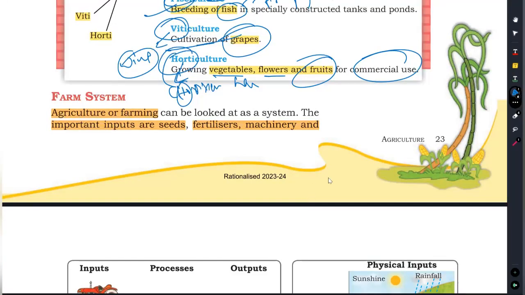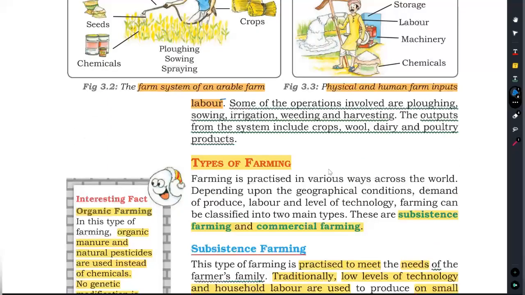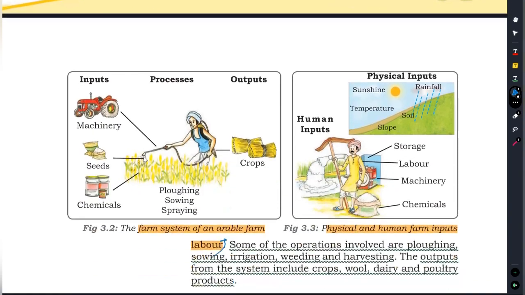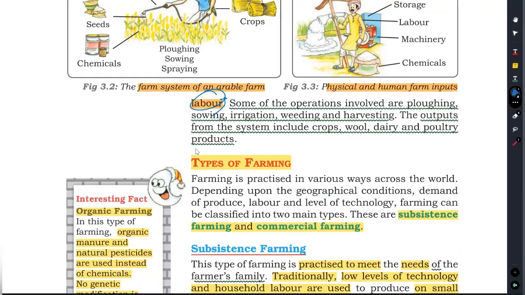Let us now know about the farm system. In agriculture or farming, what are some important inputs required? Seeds, fertilizers, machinery and labor. These four things are very important inputs for the farm system or agriculture system. What are those? One is seed. You need seeds to sow, right? Fertilizers are chemicals which are necessary for growth of the plants. Another one is machinery and another one is labor. These four things are very basic necessities for the production of crops.